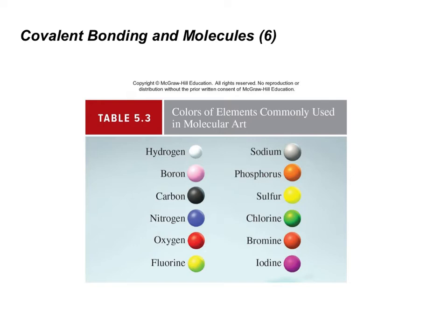Here's a summary of the colors often used in molecular art depicting different elements. So hydrogen is usually shown as white, carbon is usually black, nitrogen is blue, oxygen is red, chlorine is green, and so on and so forth. You do not have to memorize these, but just know that there is somewhat of a standardization on what colors are used for what elements.